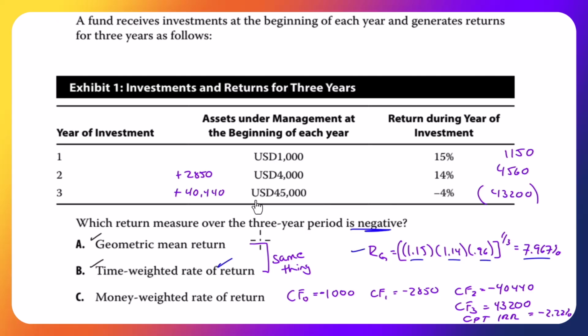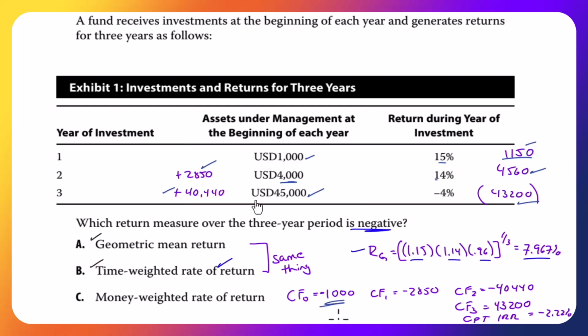You don't really have to calculate the money-weighted rate of return, but for practice, if you want to do it, you're going to need terminal values. We start the year at 1,000. We have 15%, which means we end the year at 1,150. It's saying here assets under management at the beginning of the year are 4,000. If we end at 1,150, we must have put in 2,850. 4,000 grows at 14%, ends the year at 4,560, but we began the year with 45,000, so we must have put in $40,440. Lost 4%, we ended at 43,200.